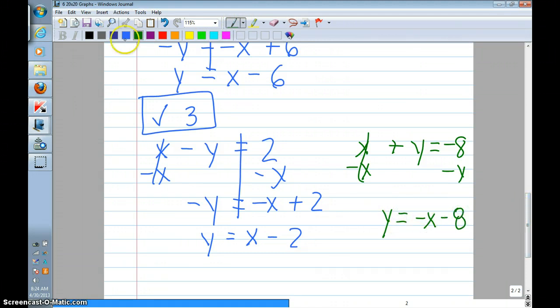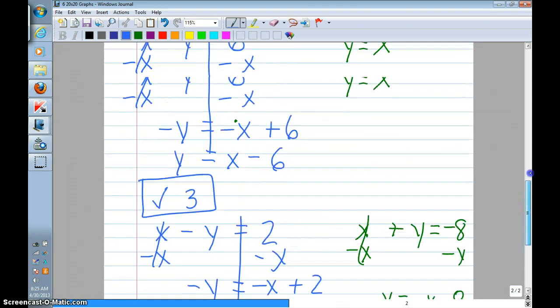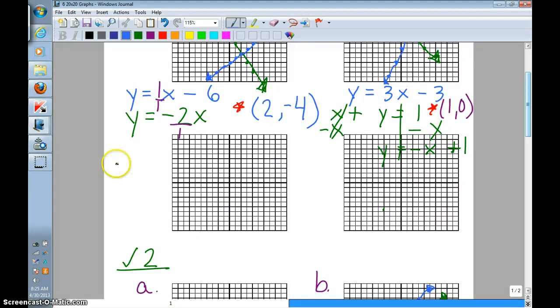So I'm going to go up and graph these kind of up at the top. So y equals x minus 2 here. So again, negative 2, I go up 1 over 1, up 1 over 1, up 1 over 1, up 1 over 1, down 1 over 1, down 1 over 1. That's my first line.